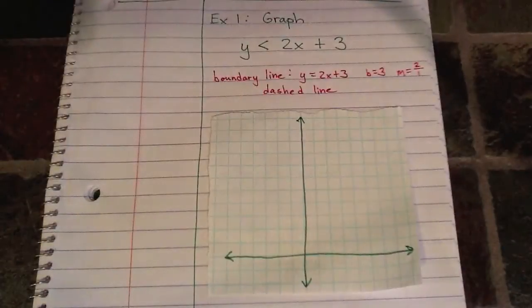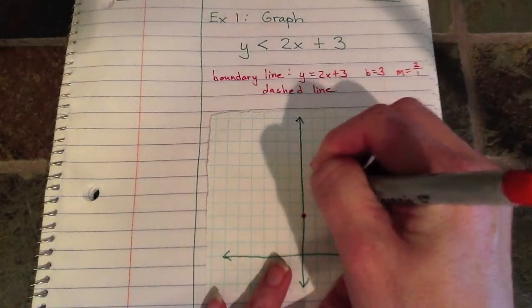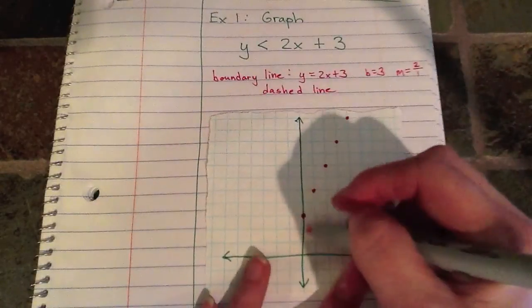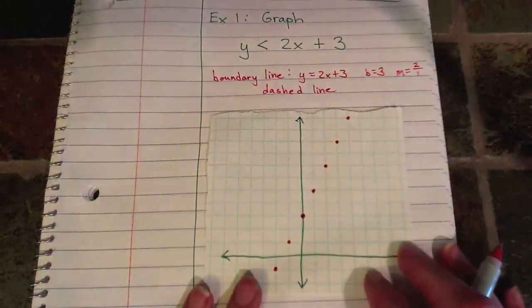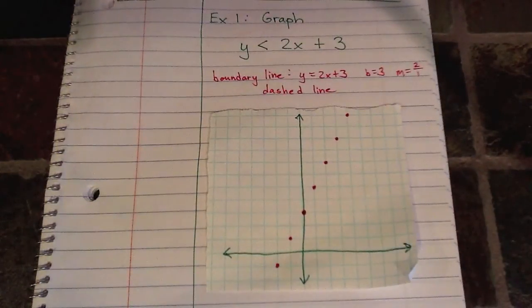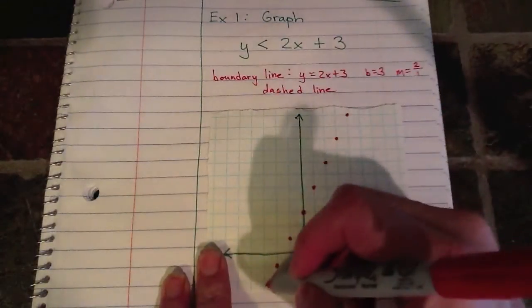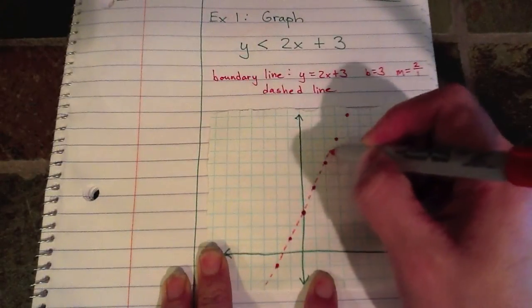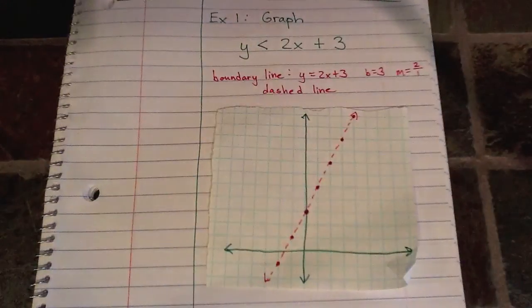So when we go to graph this, we're going to start at 3 on the y-axis, and then we're going to go up 2, right 1, up 2, right 1, up 2, right 1. If you want to, now you can go down 2 and left 1, just to keep that pattern going through your whole graph. Now you're going to connect these points, but you're going to use a dashed line. And you can still use a ruler, but you would just pick up your pencil every once in a while. Don't forget your arrows at the end.